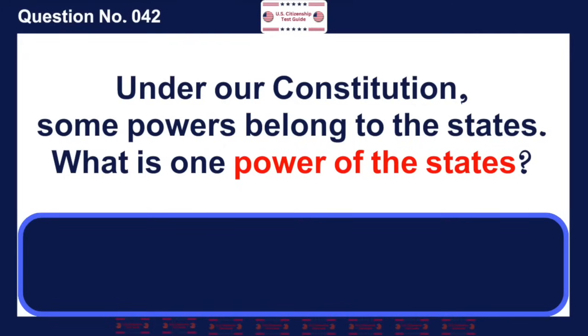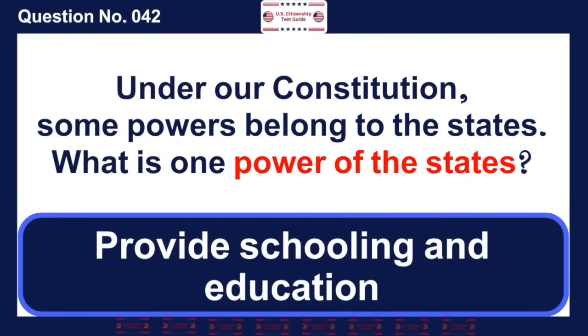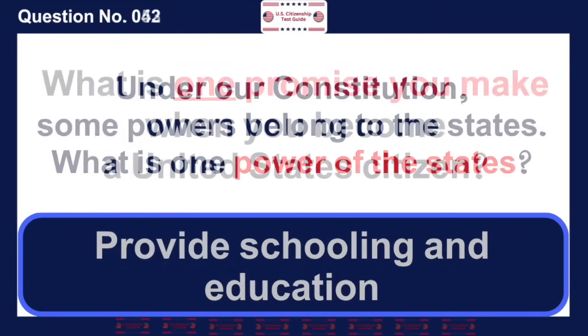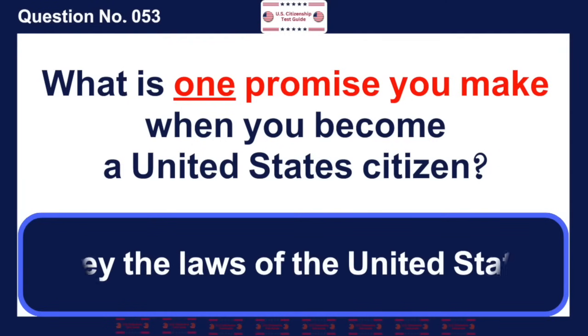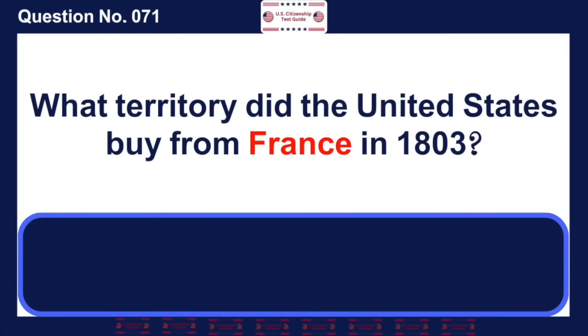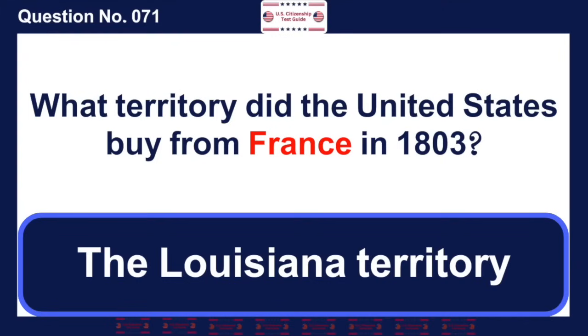Under our Constitution, some powers belong to the states. What is one power of the states? Provide schooling and education. What is one promise you make when you become a United States citizen? Obey the laws of the United States. What territory did the United States buy from France in 1803? The Louisiana Territory.